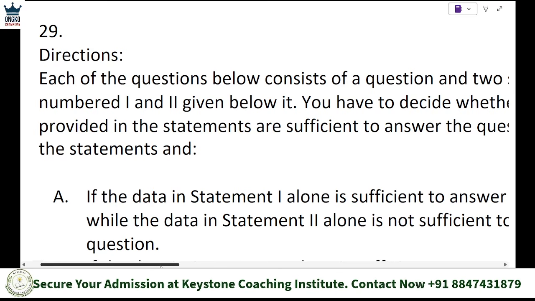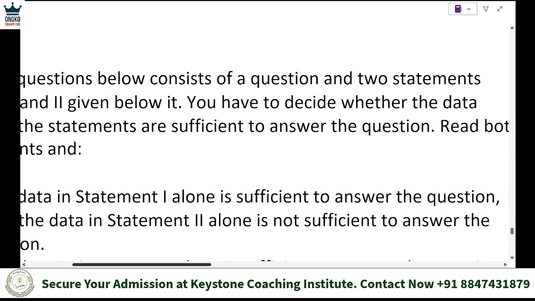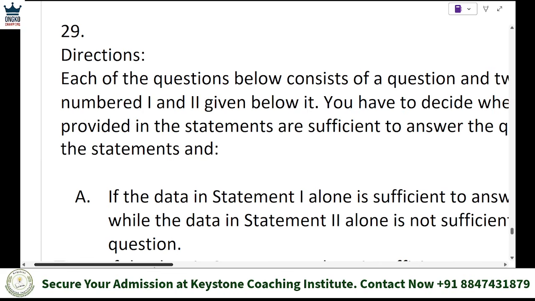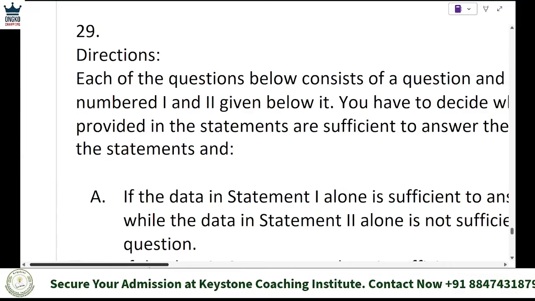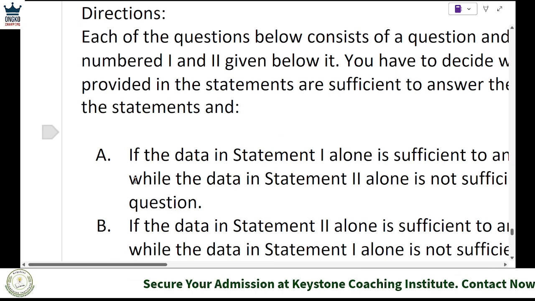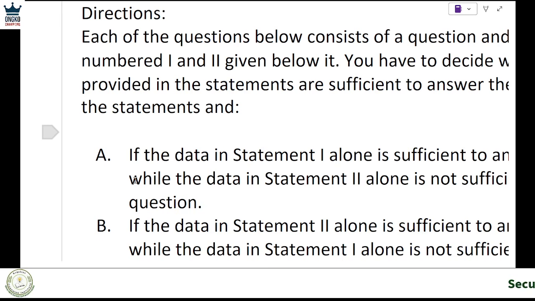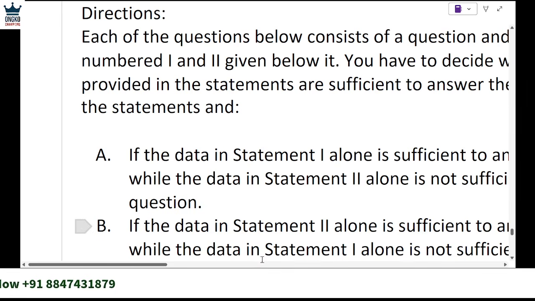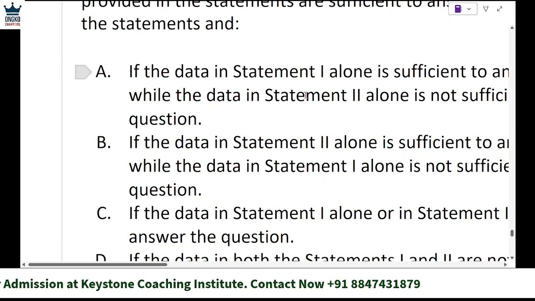Each of the questions below consists of a question and two statements, number 1 and number 2, given below it. You have to decide whether... this is the same as the one earlier, data sufficiency reasoning. So these are the options.